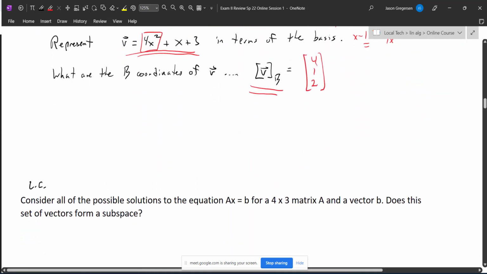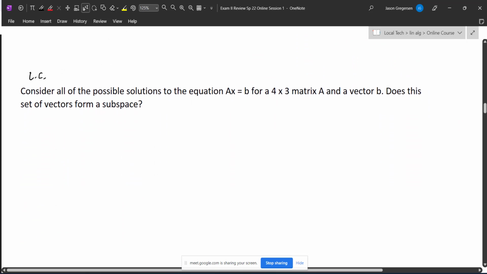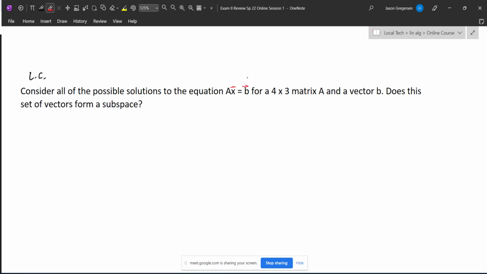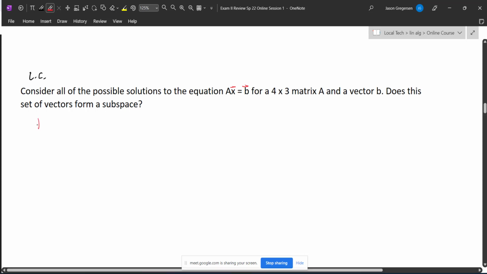All right. So next we're going to look at some potential other vector spaces. So if we have a matrix equation, AX equals B for some 4 by 3 matrix and some non-zero vector B, do the solutions to this matrix equation form a vector space? So do the solutions to AX equals B form a vector space? Yes or no?